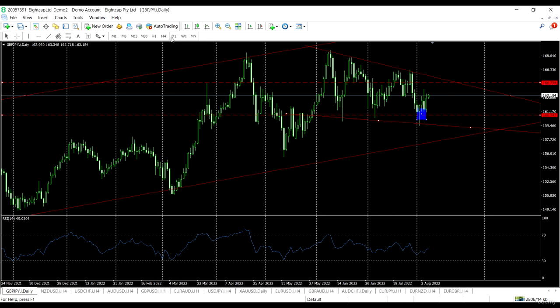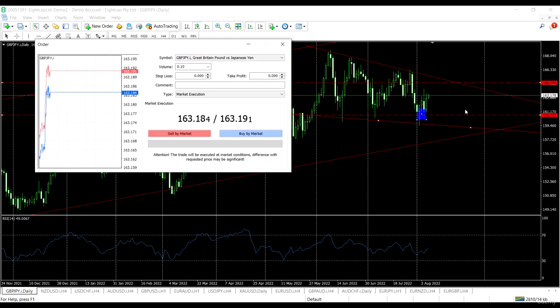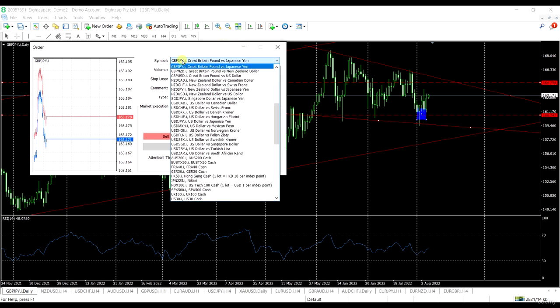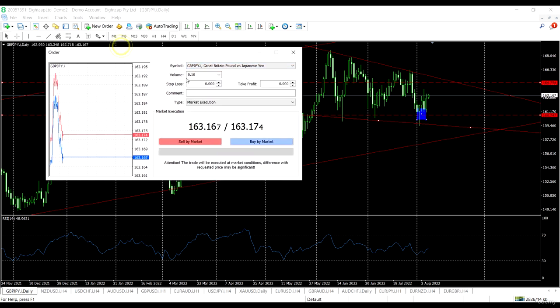Okay, so I'm just going to show you an example of the buy stop and sell stop, and also buy limit and sell limit orders here. So as you can see, this is GBP USD we're looking at, and what you see as volume is actually the lot size. Volume stands for lot size. Okay, so stop loss, take profit. Now when you come to type, you see that here is market execution, and you have the button to sell by market and buy by market.